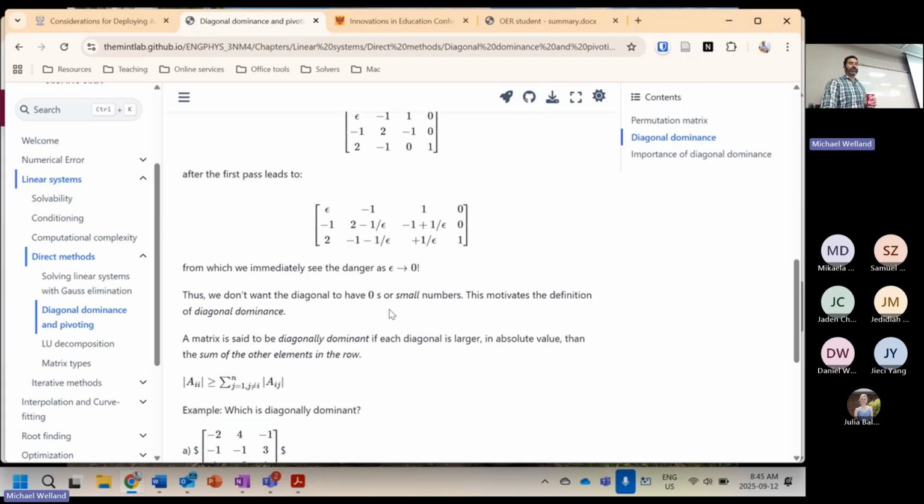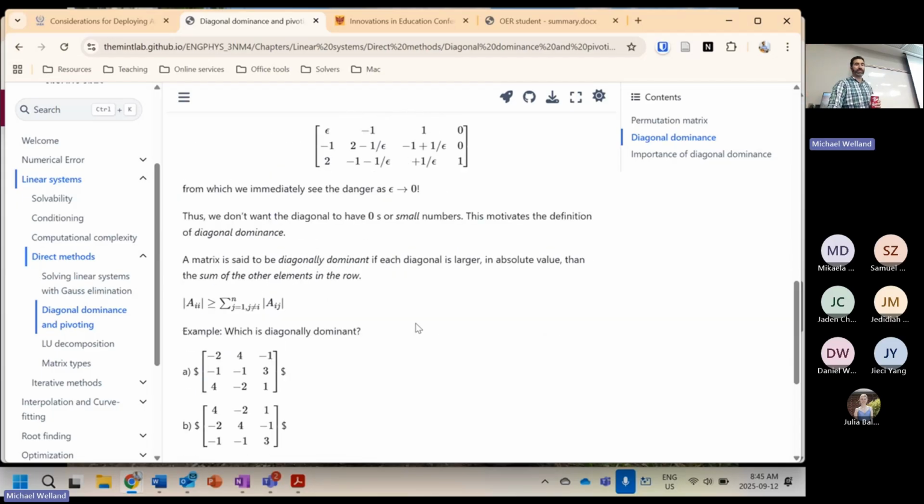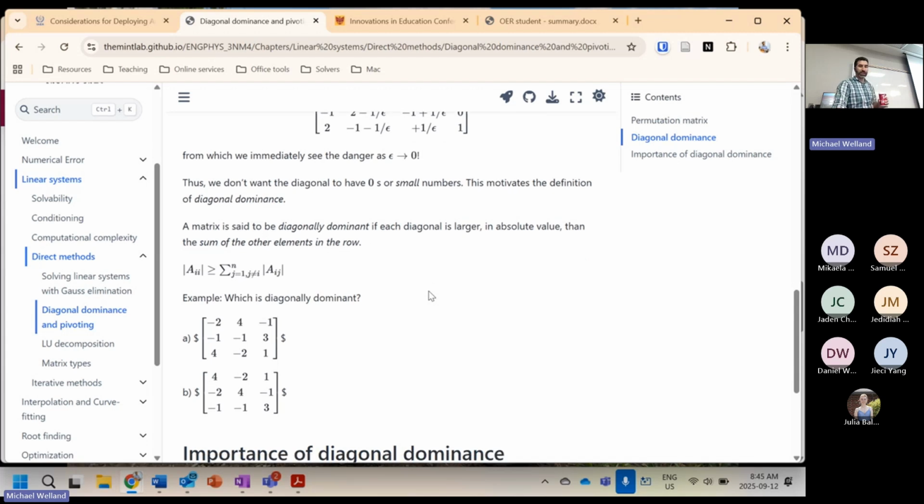Thus, we don't want the diagonals to have zeros or small numbers, which motivates this idea of diagonal dominance. A matrix is said to be diagonally dominant if each diagonal is larger in absolute value than the sum of the absolute values of all the other elements of the row. Okay.